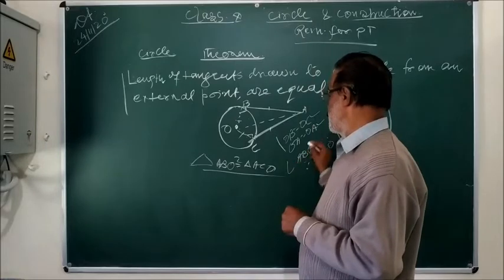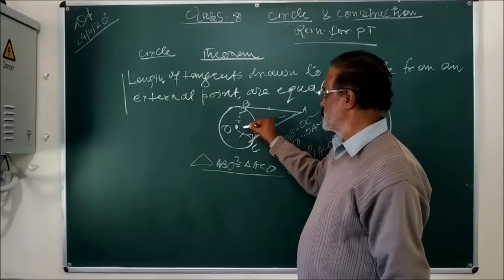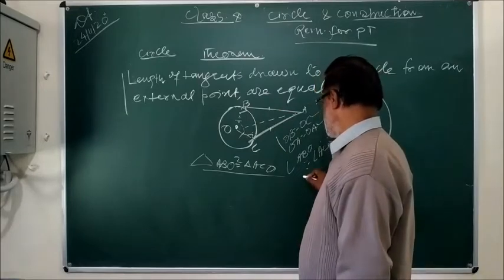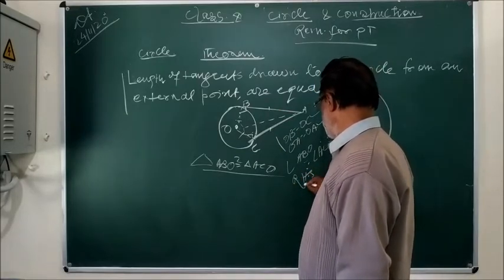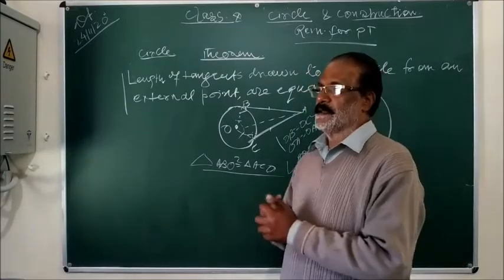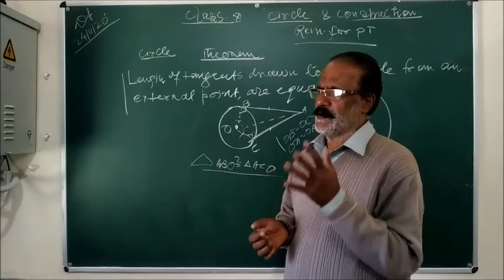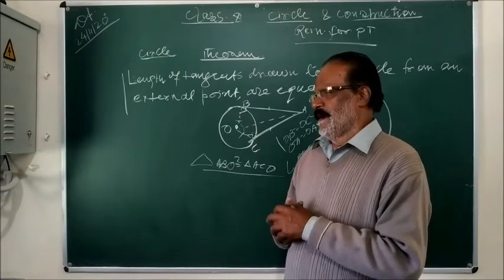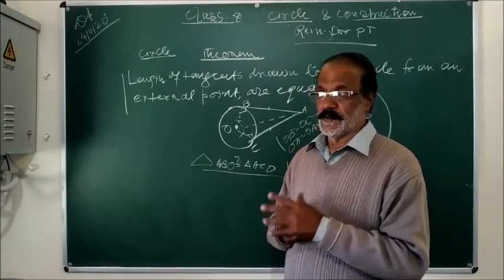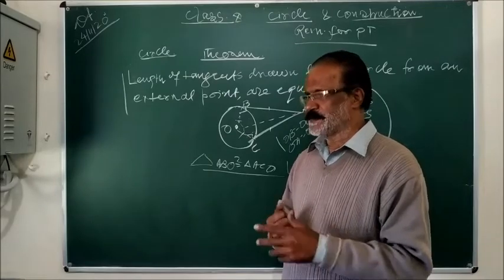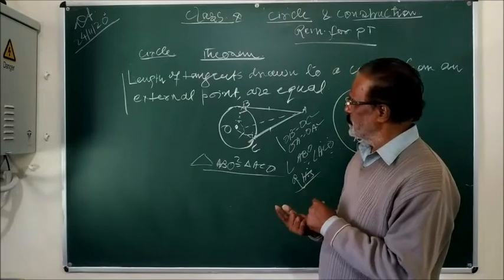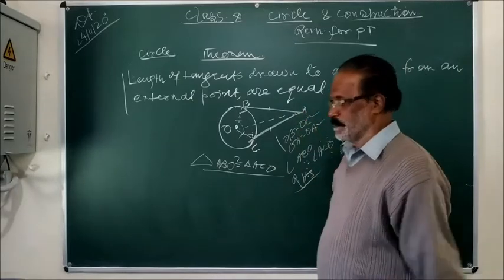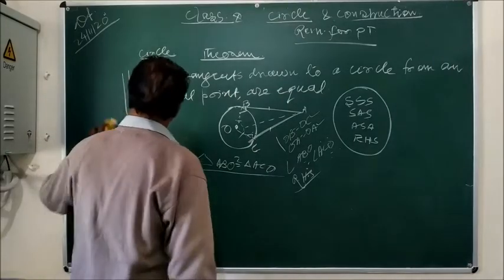So therefore, this is not SAS, because the angle between these two sides should be equal, but these are not equal in this theorem. Angles are here, they are equal. So that will be RHS. Right angle hypotenuse theorem. What is it? In two right triangles, if the hypotenuse and one side of one triangle are equal to the hypotenuse and one side of the other triangle, the triangles are congruent. Sir, you are mentioning only two sides, not mentioning the angle. I am telling you in two right angle triangles. Therefore, it is understood one angle is 90 degree. So by RHS they are congruent, and by CPCT this will be equal, and that is the theorem.